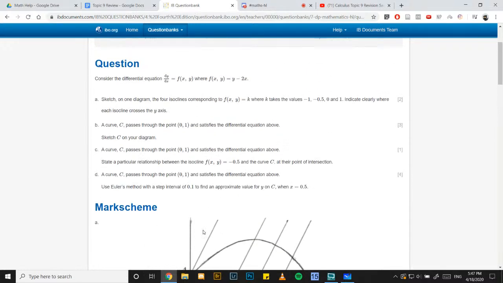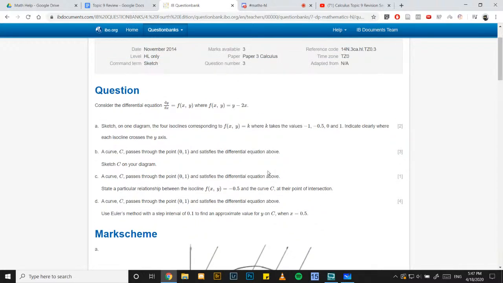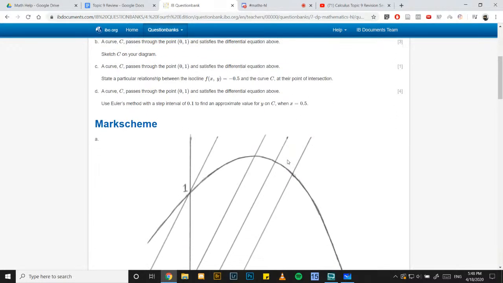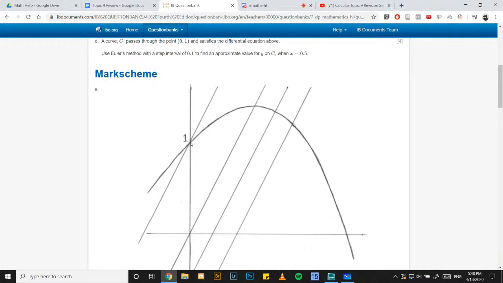So a curve C passes through the point (0, 1) and satisfies the differential equation above. Sketch C in your diagram. The way that you would do this is by knowing that curve C satisfies the differential equation, which means it must have the slopes given by that differential equation at different points. So it passes through the point (0, 1), where its slope is 1, because that's that isocline over here, whose slope on this isocline is 0, on this isocline is negative 0.5, and on this isocline is negative 1.